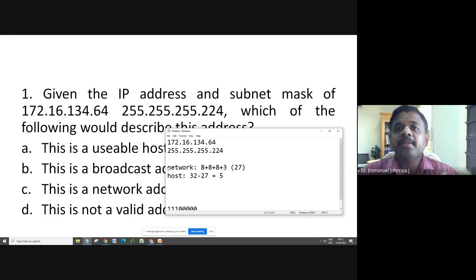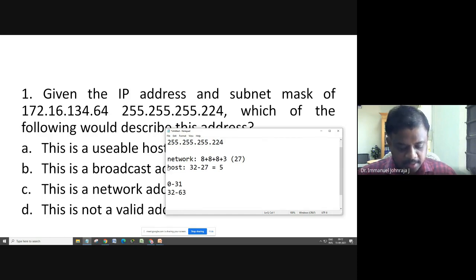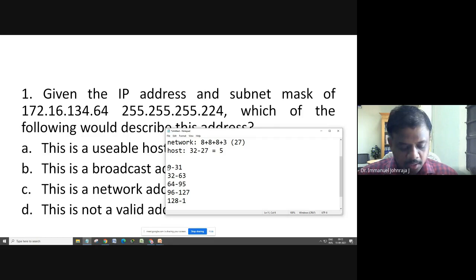So what will be the different range of values in the last octet? As you know, 0 to 31, then 32 to 63, then 64 to 95, and then 96 to 127, then 128 to 128 plus 31, 159.